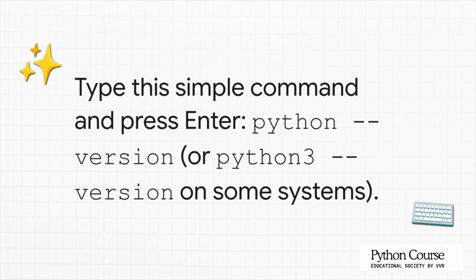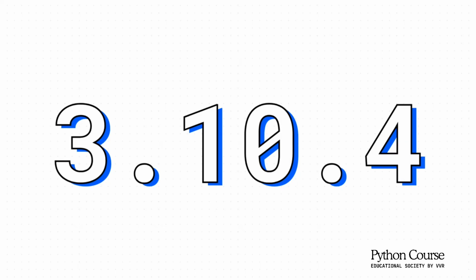Then hit enter. And if you see something like this pop up, the word Python, followed by a version number, that's it. Victory! That is your brand new Universal Translator talking back to you, letting you know it's installed and it's ready for your commands.